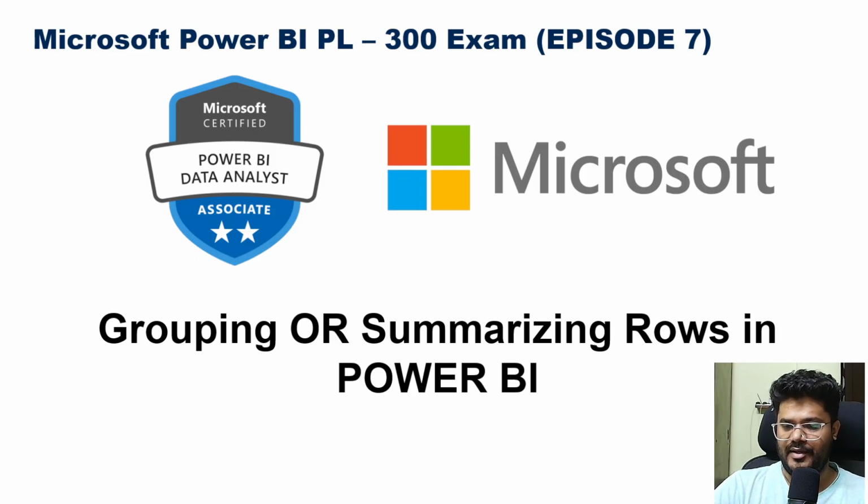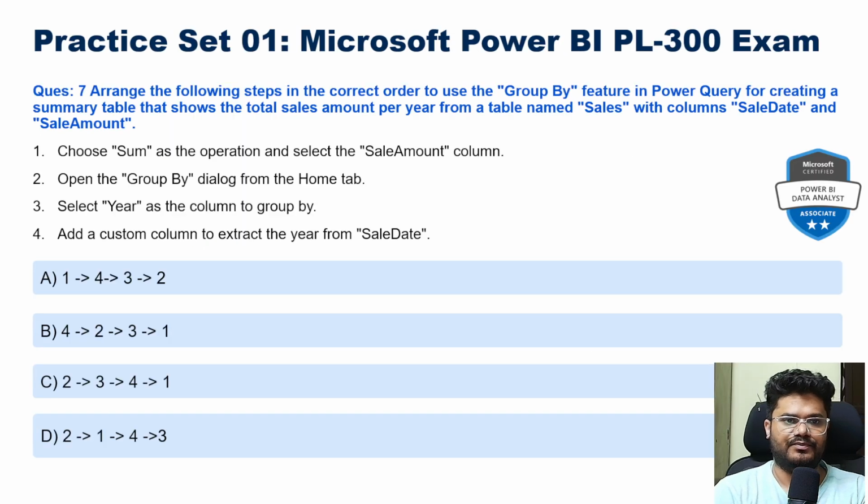So, today's topic is grouping or summarizing rows in Power BI. Without further ado, let's quickly jump and see the question. This is a question where you have to arrange the steps, choosing the options. The question goes like this: arrange the following steps in the correct order to use the group by feature in Power Query for creating a summary table that shows the total sales amount per year from a table named sales with column sales date and sales amount.